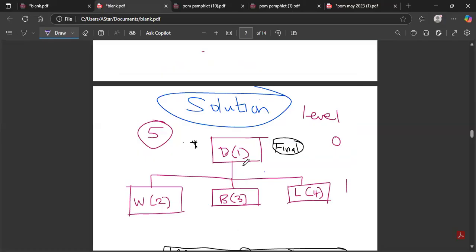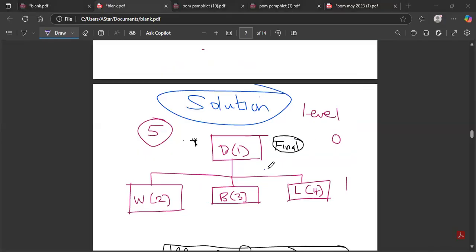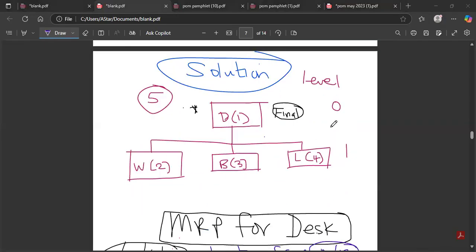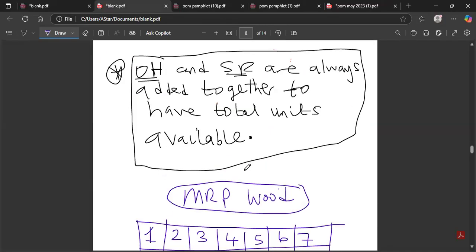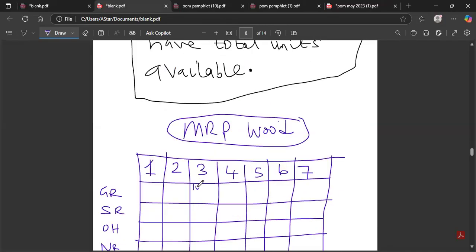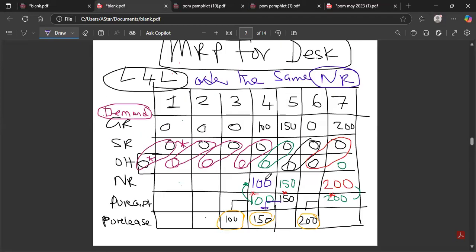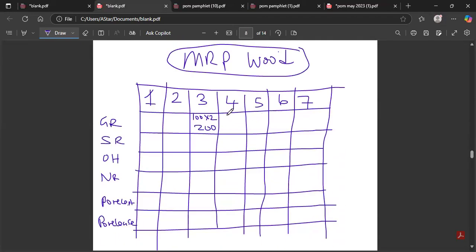The wood is coming from the desk by 2. So let's come here. The release here will be 100 by 2 in week 3. So 100 by 2, which will be what? 200. Then 150 in week 4 by 2. 150 by 2, which is 300.